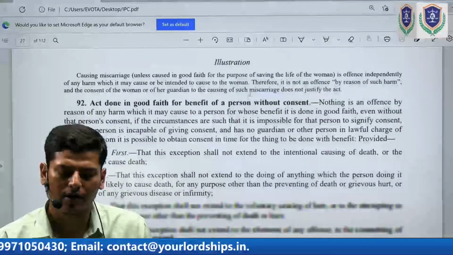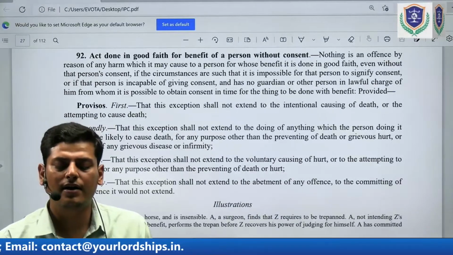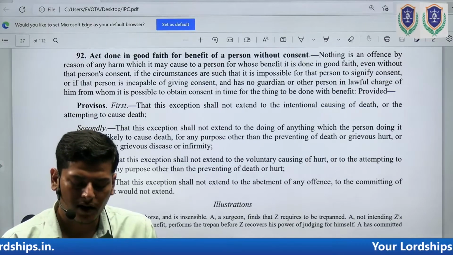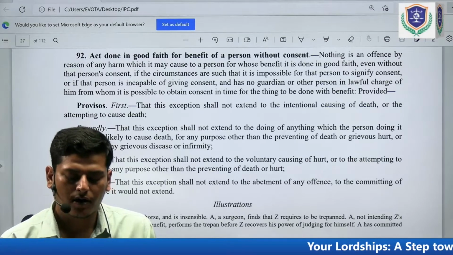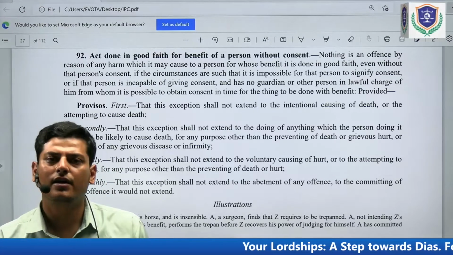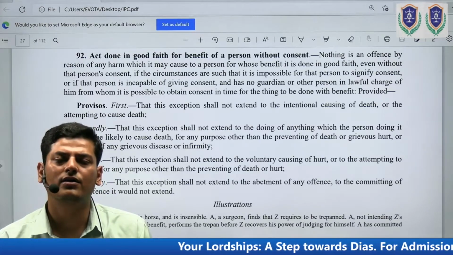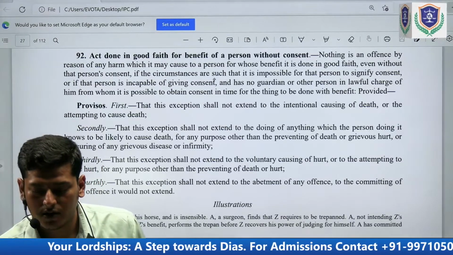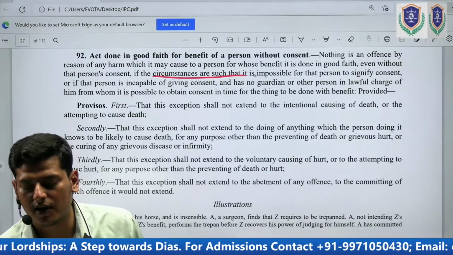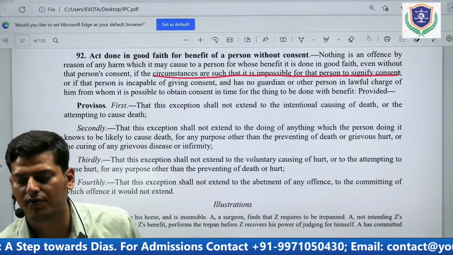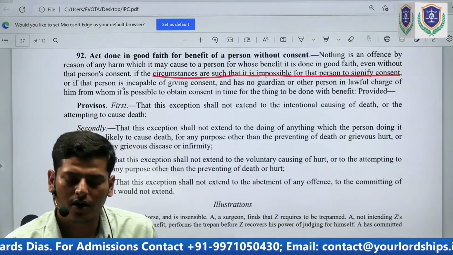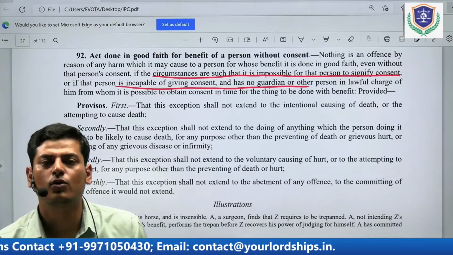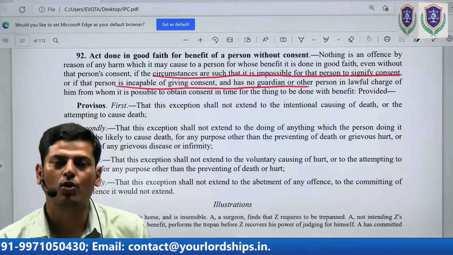Then we'll quickly see section 92, act done in good faith for the benefit of person without consent. So here the important thing is that certain acts can be done, generally consent is required of the guardian or the person himself, but if the situation is such, circumstances are such that it is impossible for the person to signify consent, or if the person is incapable of giving consent and has no guardian who can consent on his behalf, because such is the situation.